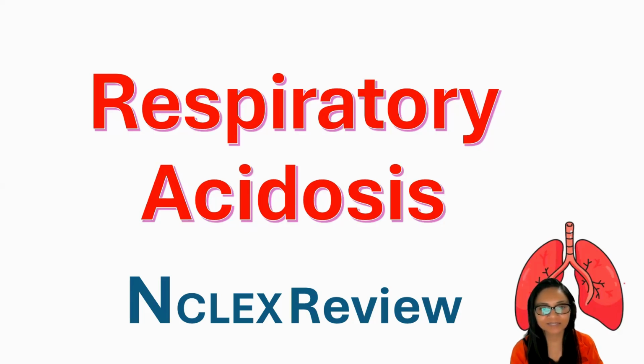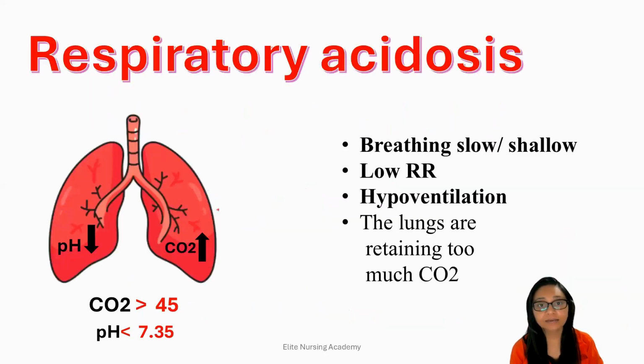So let's get started. In respiratory acidosis, carbon dioxide will be high, which is greater than 45, and pH will be low, which is less than 7.35. What happens in respiratory acidosis? The patient is taking shallow breaths and is not able to take a deep breath. Because of the shallow breathing, there is accumulation of carbon dioxide in the lungs, and pH will be low. That will lead to respiratory acidosis.